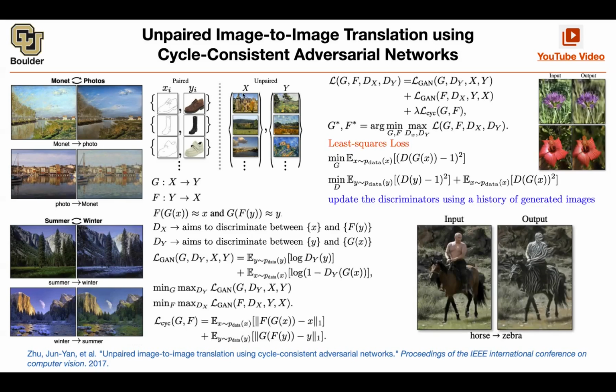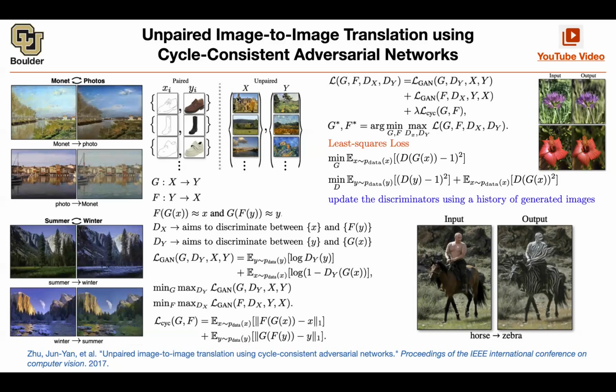What do you do? You take an image from the X domain, push it through a generator that's going to give you a fake image in the Y domain. Now you need to discriminate between the two. You take an image from the Y domain, you generate a fake image in the X domain. Now you need to have a discriminator discriminating between real and fake for the X domain. This is how you're going to be training your generators.